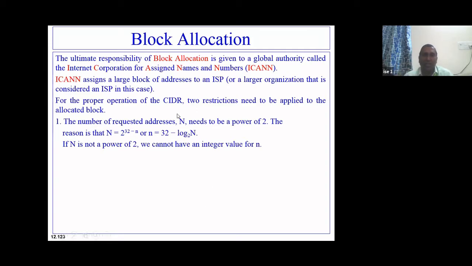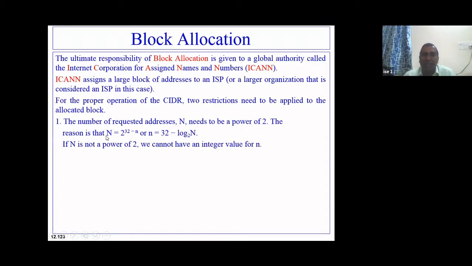Since we have this formula, the number of network addresses that are allocated is nothing but 2 raised to the power 32 minus n. So I can calculate n. Here n means the prefix length.